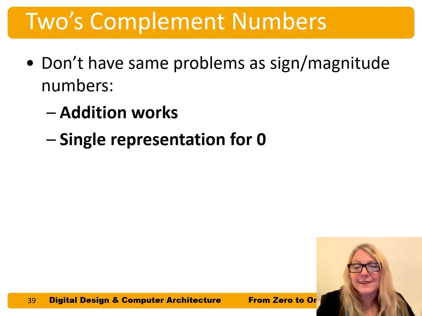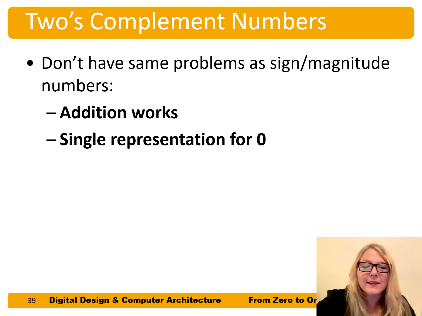So let's fix this. And the way we're going to fix both of those issues is by using another representation called the 2's complement representation. So this representation does not have the same problem. Addition works, and we have just one representation of 0.